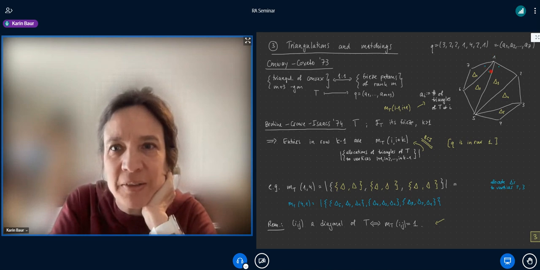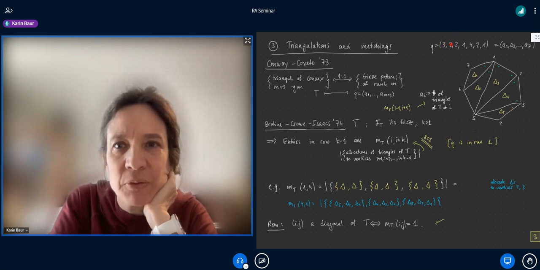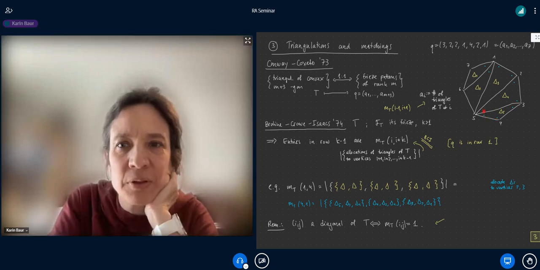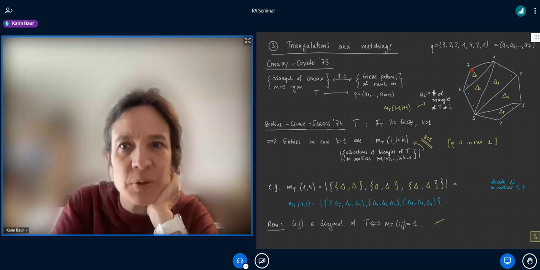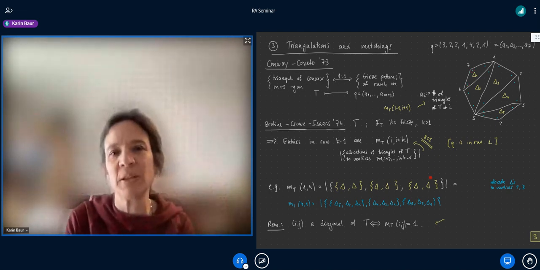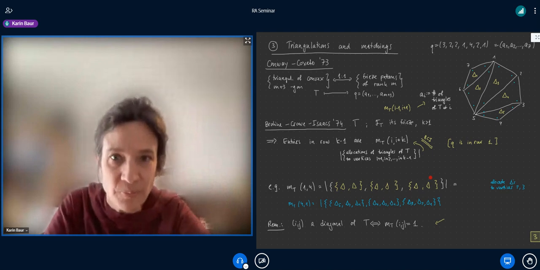So at vertex 1, I see 3 triangles. At vertex 2, I see 2. At vertex 3, I see 2. So we have 3, 2, 2. And then we have 1, and then 4, and 2, and 1. So that's how you get the bijection between the frieze patterns and the triangulations.